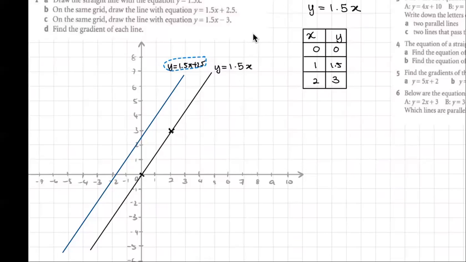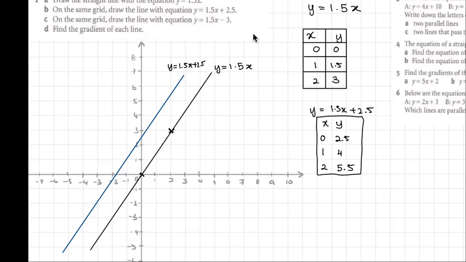Well, if you think that maybe I need to follow the steps and draw it with a table, you can try it. Let's try to do it for 1.5x plus 2.5. So here we can try again, x and y. X is 0, y is 2.5, x is 1, y is 4, x is 2, y is 5.5. So these are the coordinates that we can get. So let's just draw it.